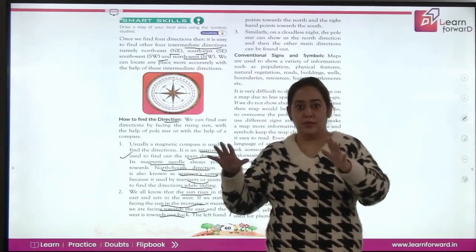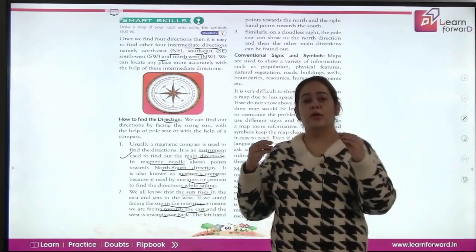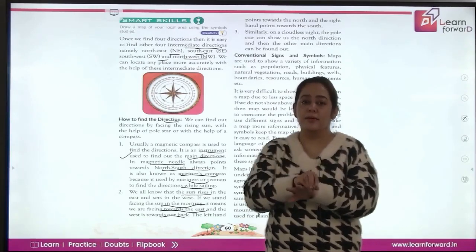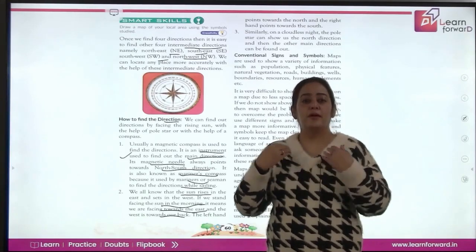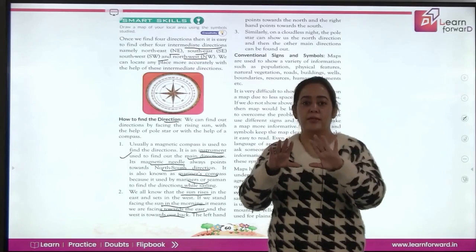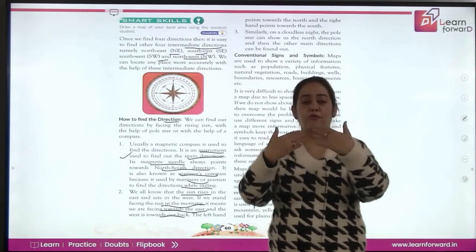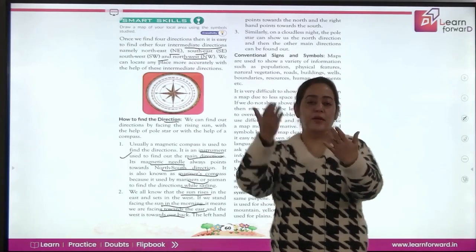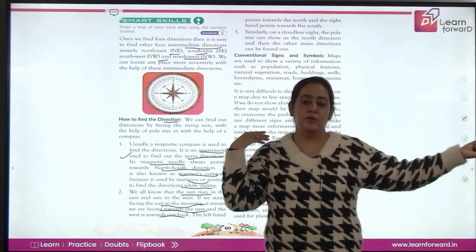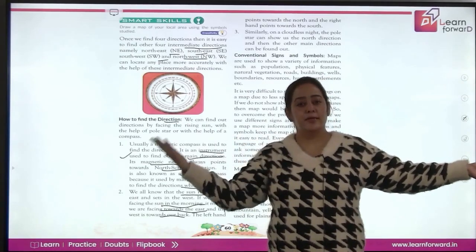This is what I told you in the beginning also. सो मेरे को direction निकालनी है तो मैं mariner's compass use करूँ, या फिर मैं ये वाली policy use करूँ कि sun east में rise करता है. अगर मैं सन को फेस कर रही हूँ तो मैं किसकी तरफ देख रही हूँ? ईस्ट की तरफ. मेरा back हो गया west, left side मेरी जो left hand है वो north है और right hand जो है south है.